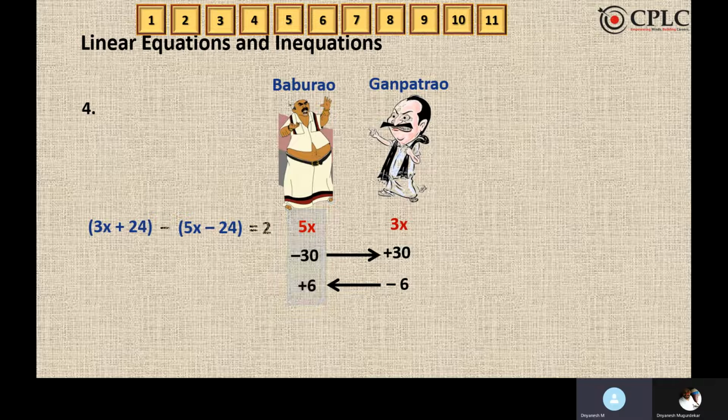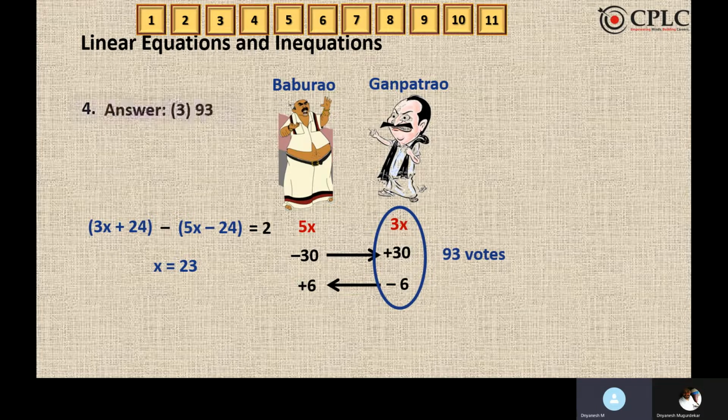The difference is 2. So this is the equation. When you solve this equation, x is equal to 23. And once you get that x is equal to 23, the question they were asking is the total number of voters that voted for Ganpat Rao, which is 3x plus 24, which is 93. So option 3.